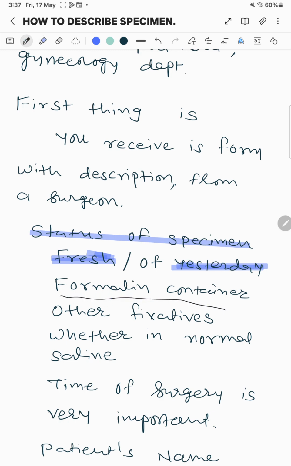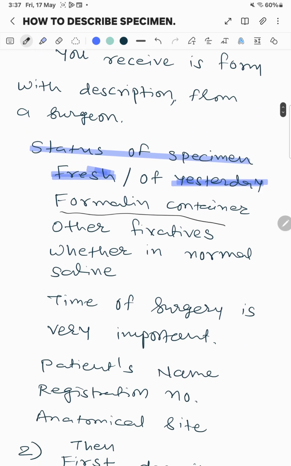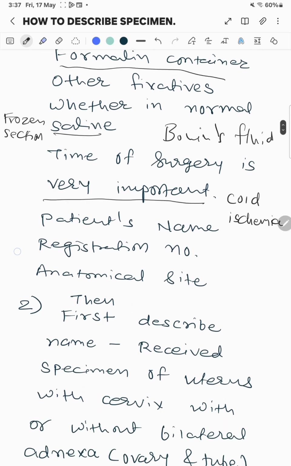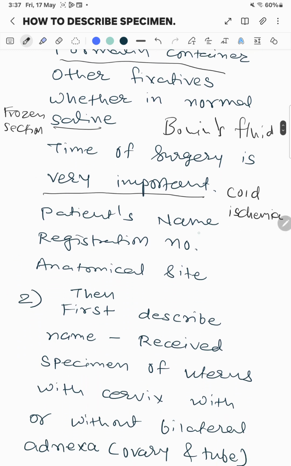Which are the other fixatives? Sometimes you receive the specimen in Bouin's fluid, which is also a fixative. If you receive the specimen for frozen section, then you receive it in normal saline. Time of surgery is very important because of the cold ischemia time, which is an important parameter in immunohistochemistry if you want to do it in an oncology specimen.